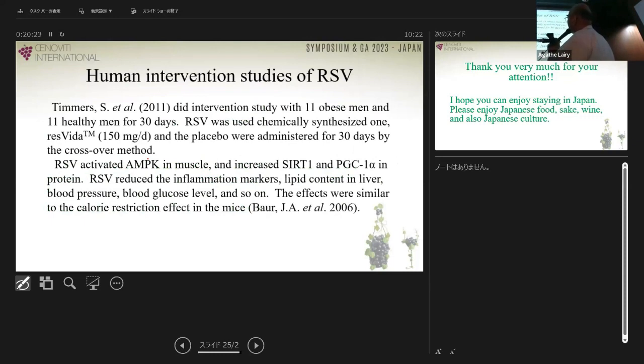There are human intervention studies of resveratrol. Timmers et al. studied 11 obese men and 11 healthy men for 30 days. Chemically synthesized resveratrol, 150 milligrams per day, and a placebo were administered for 30 days by the crossover method. This resveratrol activated AMPK in muscle and increased SIRT1 and PGC1 alpha protein. It also reduced inflammation markers, lipid content in the liver, blood pressure, blood glucose level, and so on. The effects were similar to the calorie restriction effect in mice.